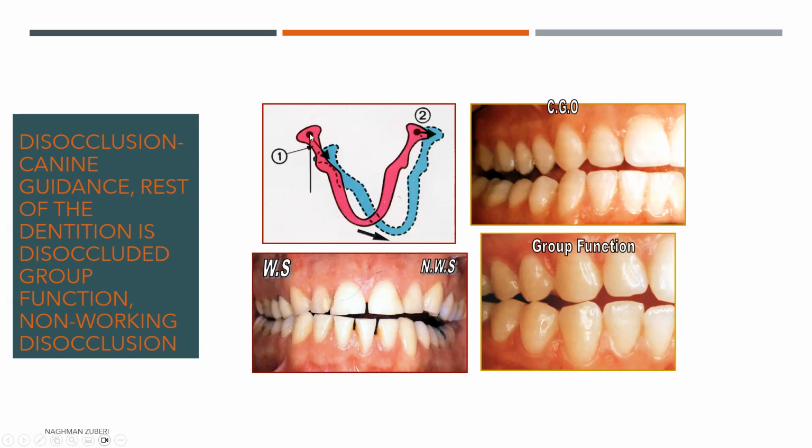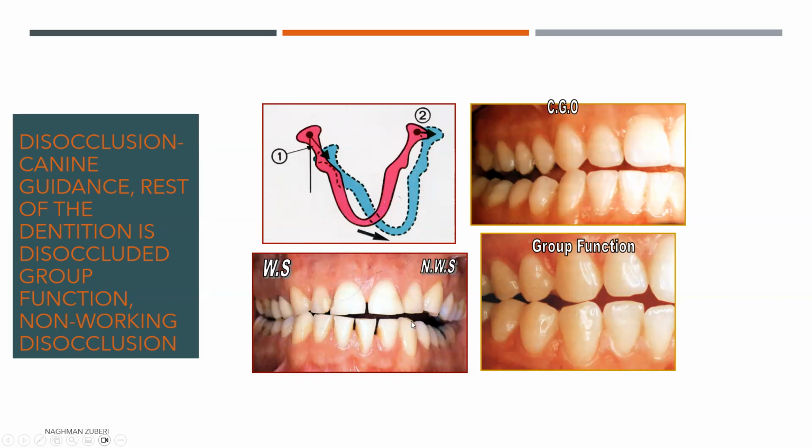It will be coming out of its glenoid fossa and moving forward in a mediotrusive movement. The working side will be going into laterotrusive, and the non-working side will be going into mediotrusive. Why do we call it the working side? Because the teeth are in contact. That is why it is known as the working side. The teeth are not in contact on the non-working side.